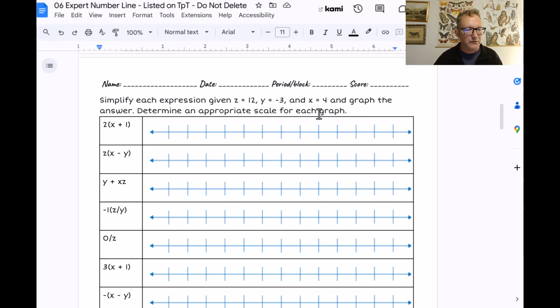X is 4. 4 plus 1 is 5. 5 times 2 is 10. But the catch here is they've got to come up with their own scale, because these are the expert level students, and we want them to think about proper scaling of graphs. So we do that first with number lines.